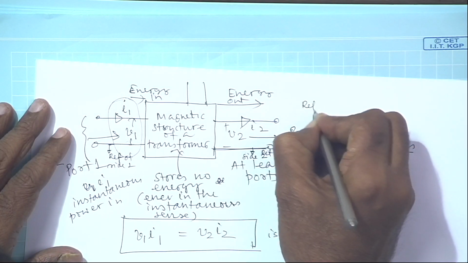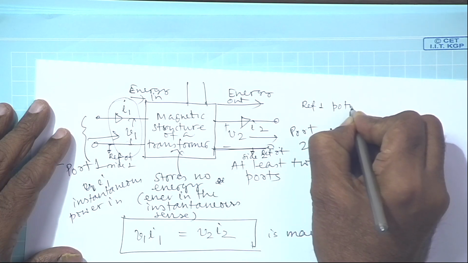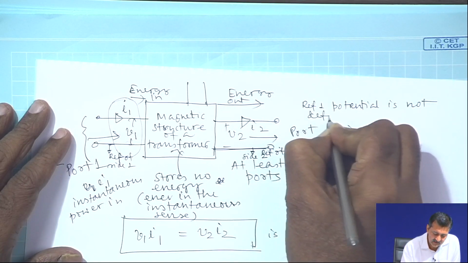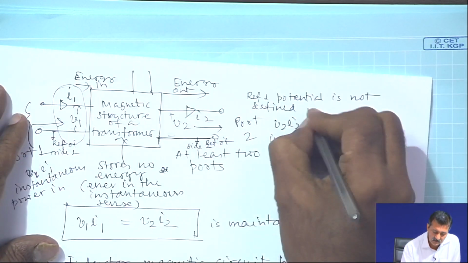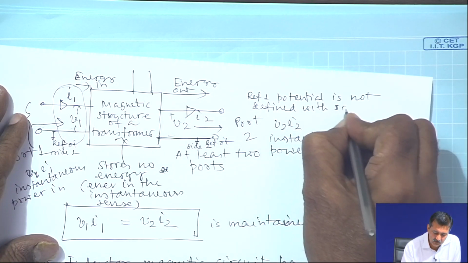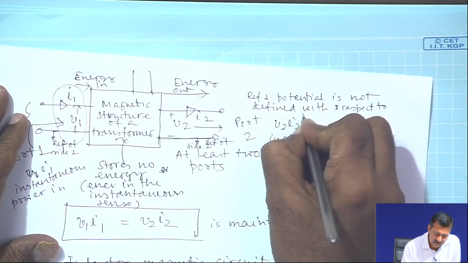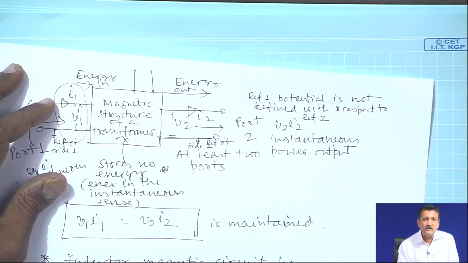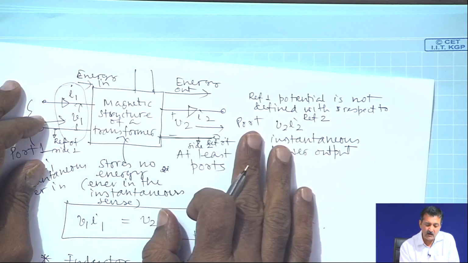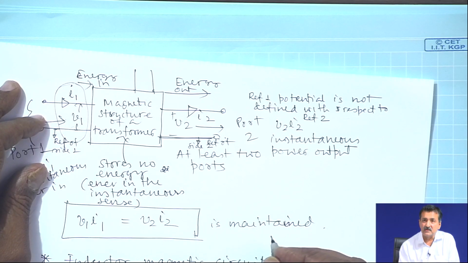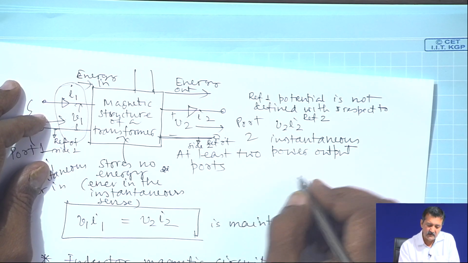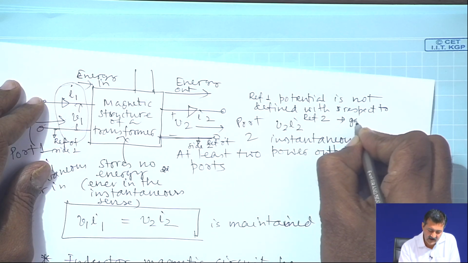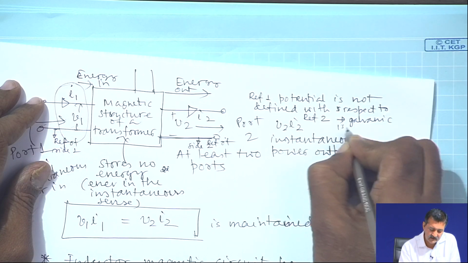So, the reference 1 potential is not defined with respect to reference 2; it is completely floating. This floating potential creates what is called galvanic isolation. So, transformers are doing a very beautiful thing: providing galvanic isolation, which is very important for safety purposes.